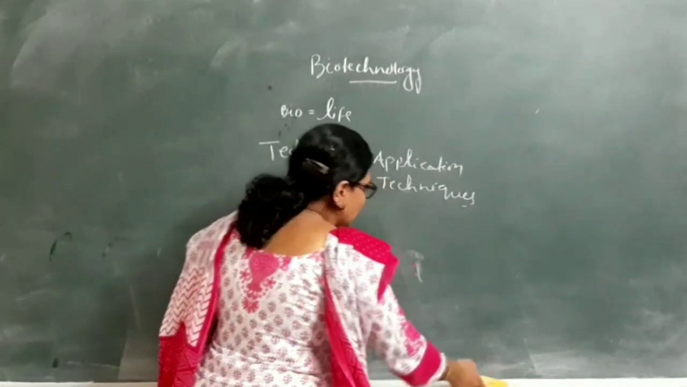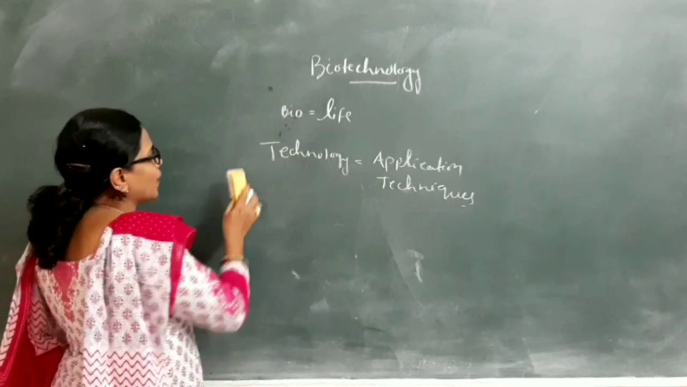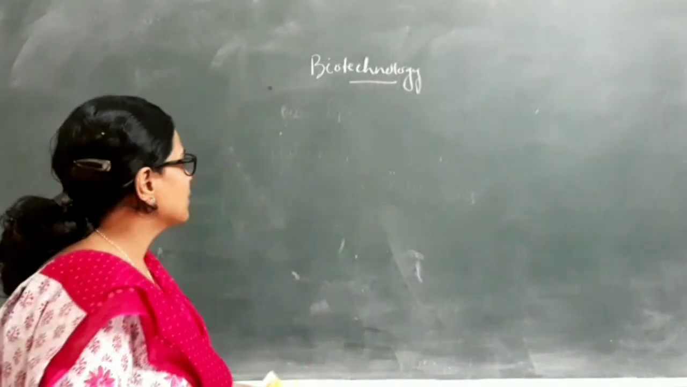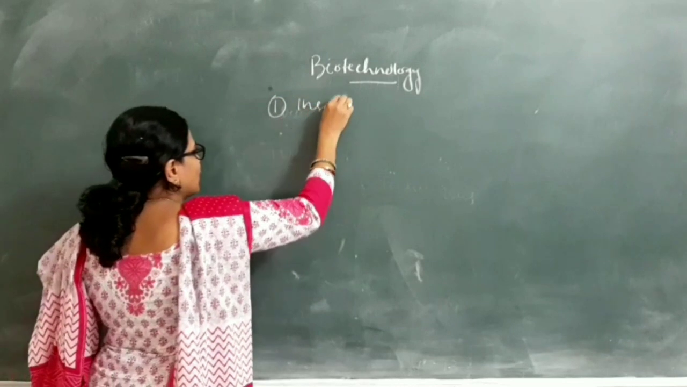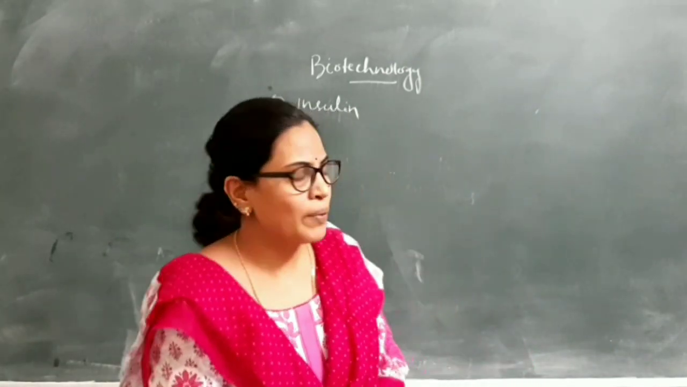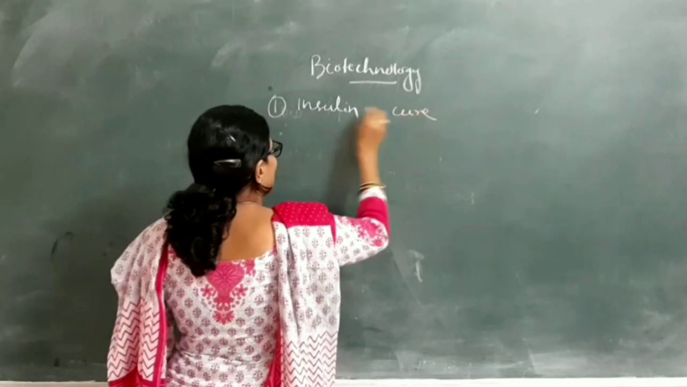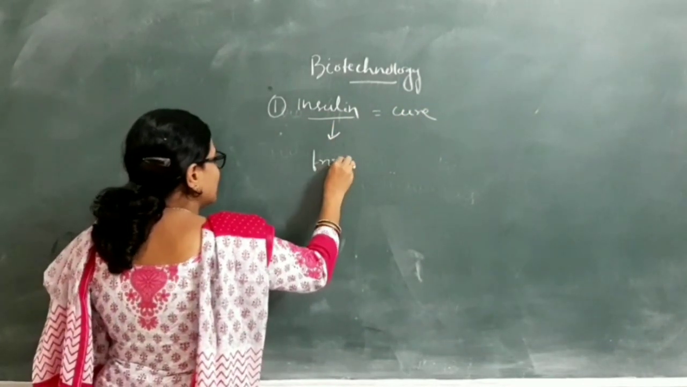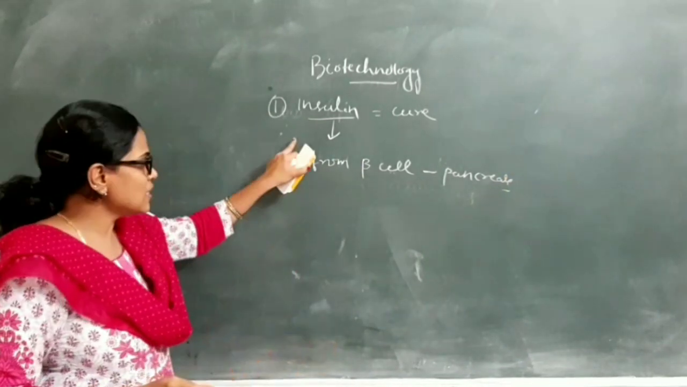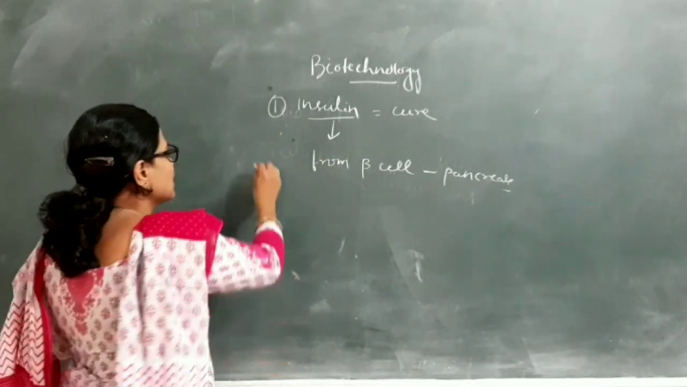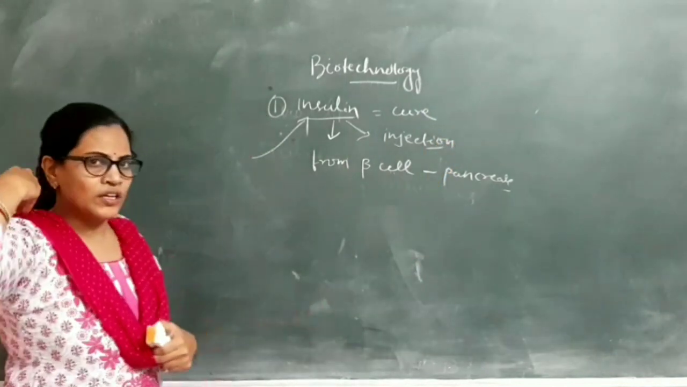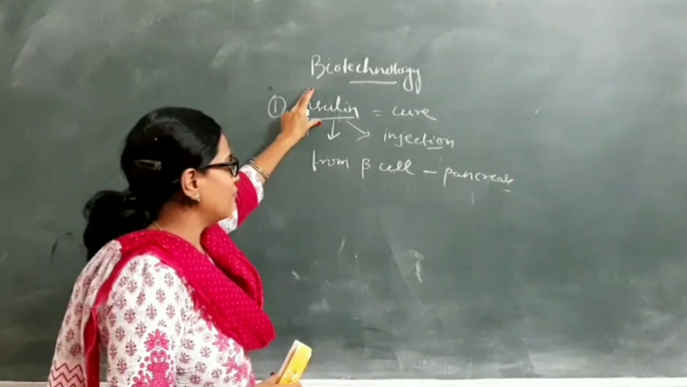In this biotechnology unit, we first study how biotechnological applications are used in our different day-to-day life. First, today we use insulin. What is insulin? Insulin is the enzyme which is given to a diabetic patient for its cure. Insulin is produced from the beta cells of the pancreas. If insulin is deficient in our body, we give insulin as an injection to maintain our insulin level.